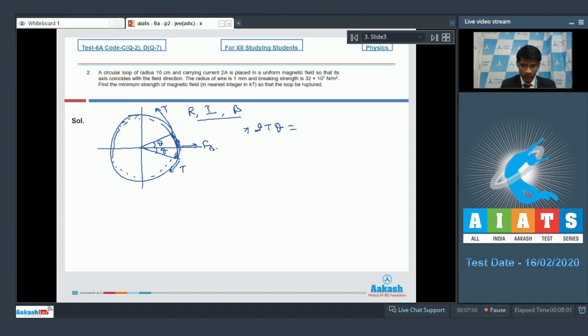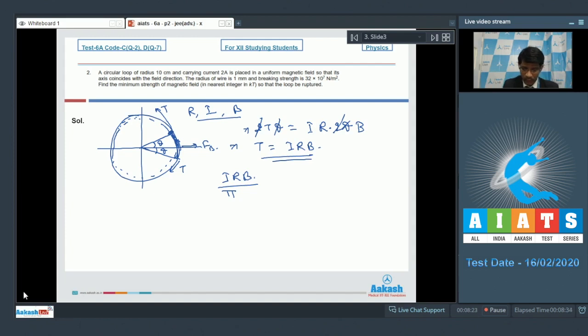It is I dl cross B. I is I here, dl is R into 2 theta, and the magnetic field being B. So this 2 theta will cancel out and we are left with tension equal to IRB. Once we found this tension, what is the stress that will be developing across this circular wire? It will be tension divided by area. It is IRB, area being pi r square, radius of this wire actually.